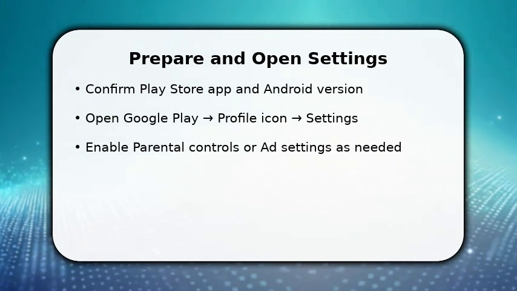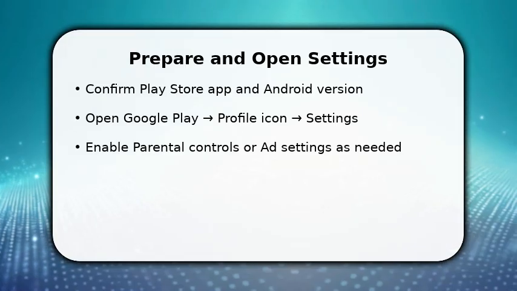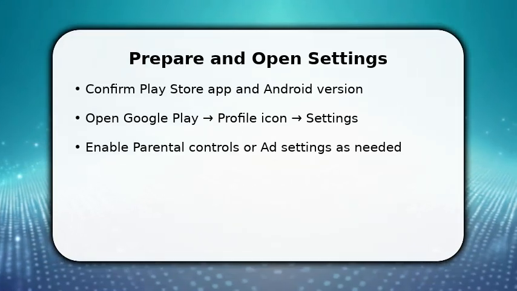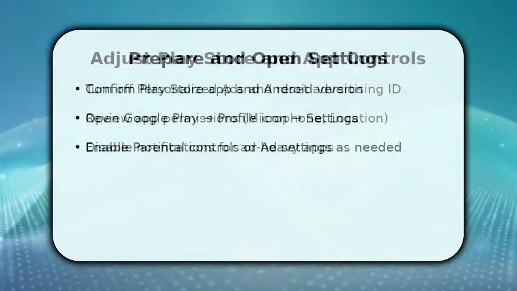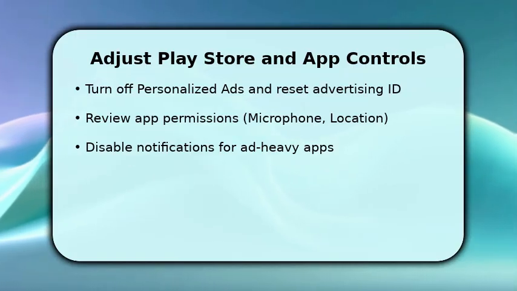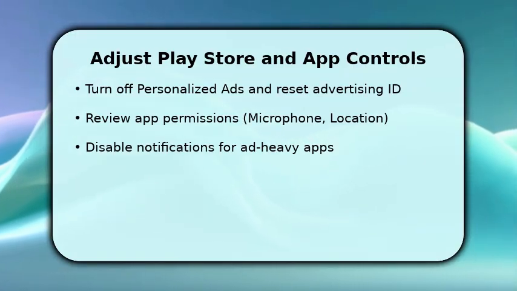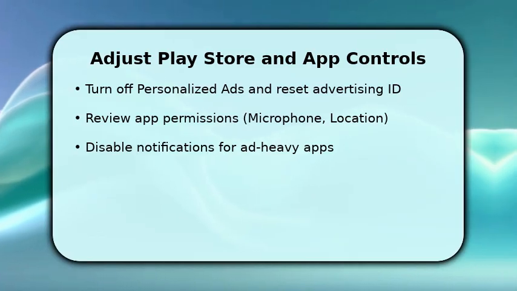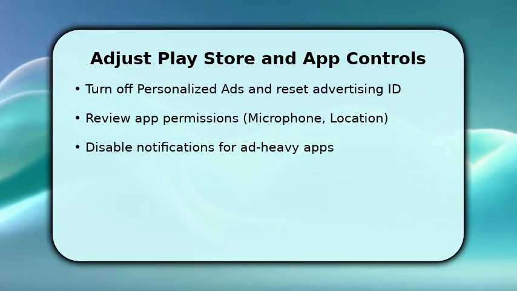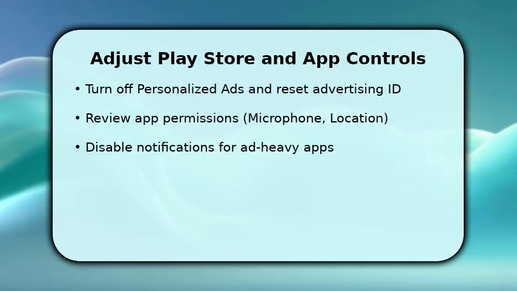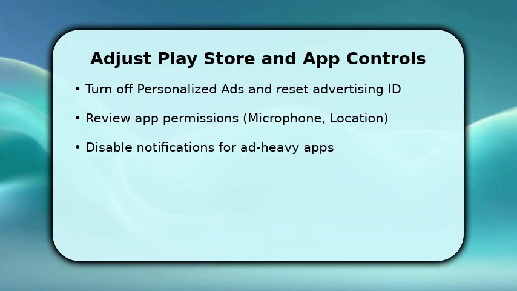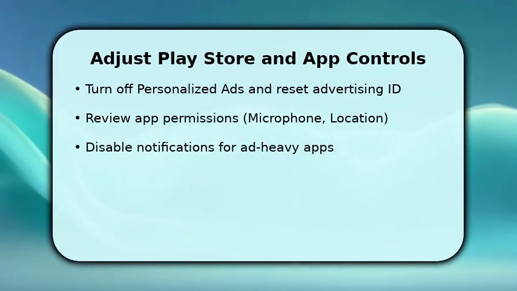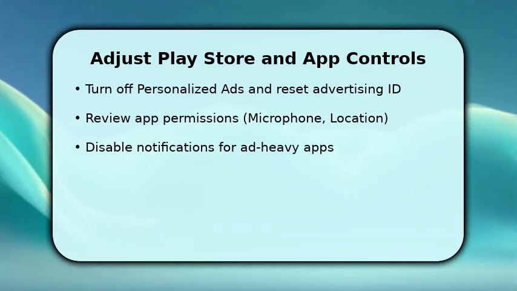Next, you'll adjust both Google Ad controls and individual app settings. In Settings > Ads, turn off personalized ads, and reset your advertising ID to clear profiling data. This reduces targeted promotions. Then go to Android Settings > Apps to revoke permissions like location and microphone for apps that serve behavioral ads. Also, long press app icons to mute notifications or open app info and disable notifications.